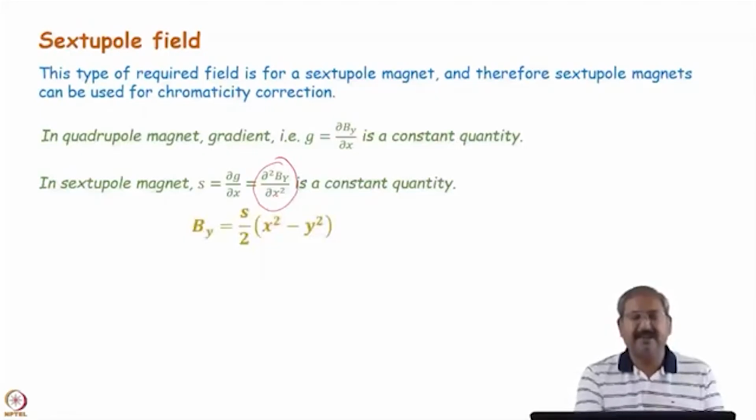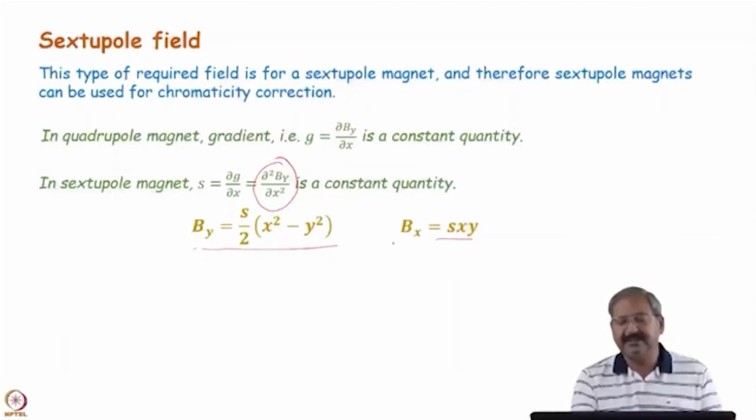Means the magnetic field will vary with s by 2 x square minus y square, and the horizontal component of the magnetic field will be sx. Now you can see here in the horizontal component x is multiplied by y. Means this sextupole magnet will generate coupling in the betatron motion. Means horizontal motion will be coupled with the vertical betatron motion in the presence of the sextupole.